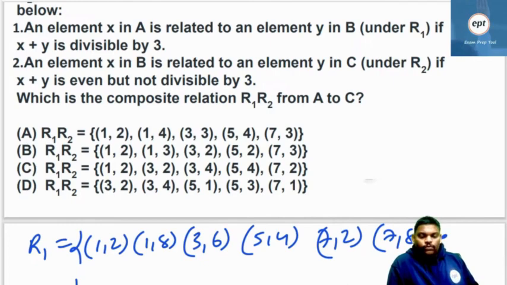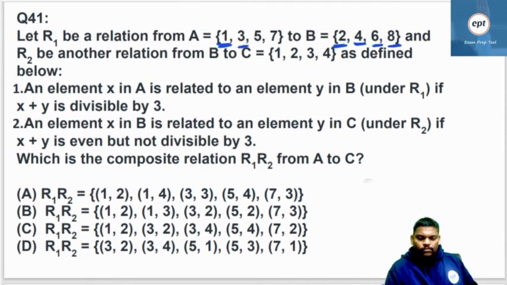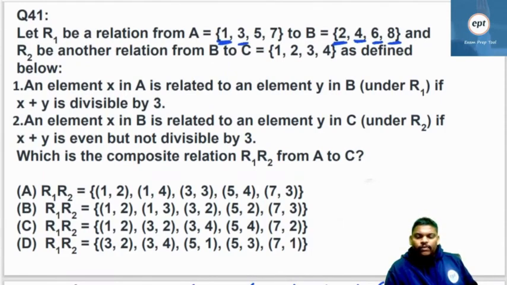Can you go to R2? R1 is done. R2 is a relation from B to C, where B is 2, 4, 6, 8 and C is 1, 2, 3, 4. And one more thing it says: X plus Y is even but not divisible by 3.